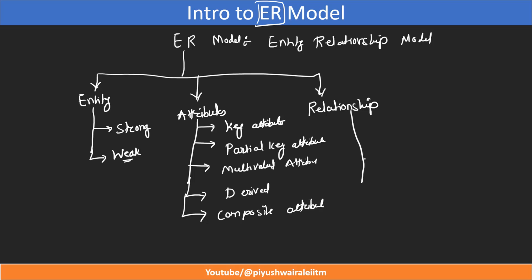Then we have different types of relationships. Generally we call this mapping cardinality. A relationship exists between two entities. The first mapping cardinality is one to one relationship. Then we have one to many relationship, then many to one relationship, and then many to many relationship.